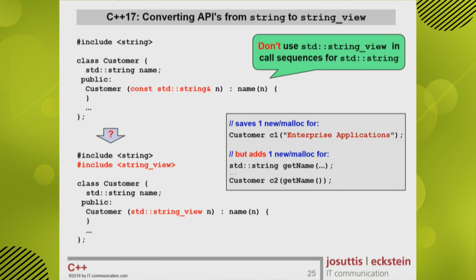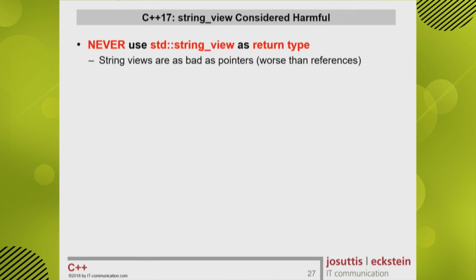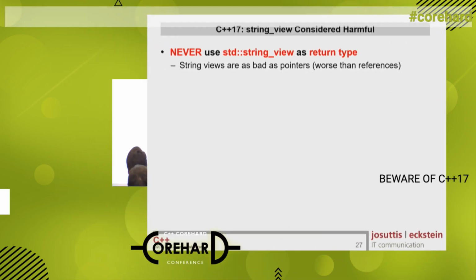So you have made the usage of the constructor worse by switching to string view. Never use string views in a chain of calls if you, at the end, need a string. I told you that. And then there's the other thing. Never use string view as return type. We are already starting to do this in the library, by the way.